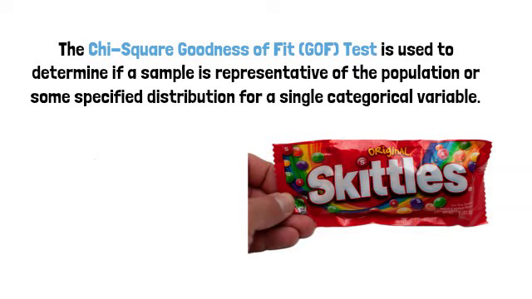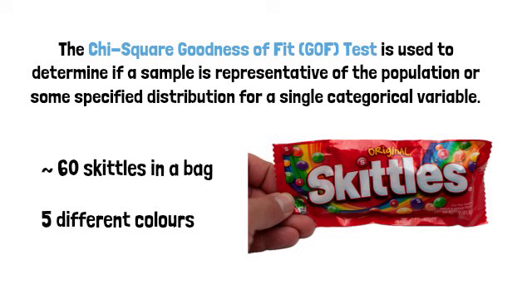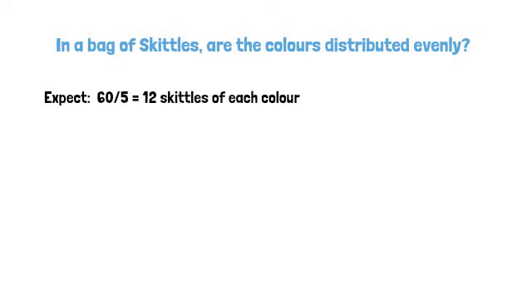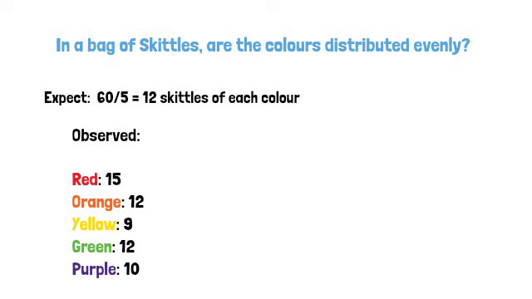Take a standard bag of Skittles. There are approximately 60 individual Skittles in a bag with 5 different color options: red, orange, yellow, green, and purple. You might wonder, in a bag of Skittles, are the colors distributed evenly? If so, we'd expect approximately 12 Skittles of each color in a bag of 60. Say we buy a bag from the store and observe the counts of each color.